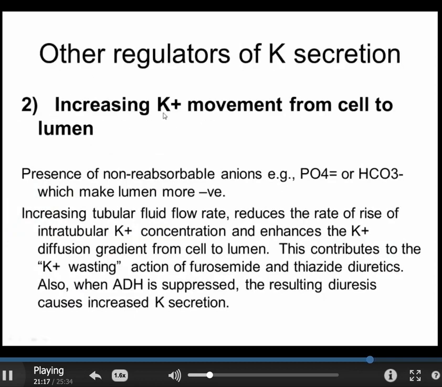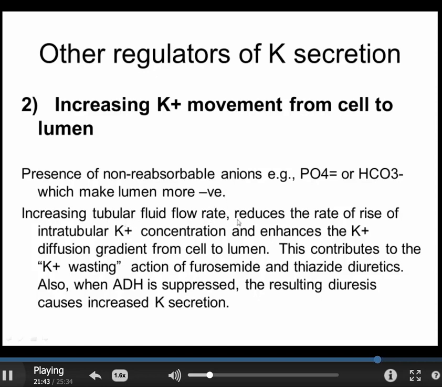There are other ways of increasing potassium secretion by making it easier for potassium to move from the cell into the lumen, and one is the presence of non-reabsorbable anions. Phosphate, sulfate, and sometimes bicarbonate cannot be reabsorbed in the collecting duct, and their presence makes the lumen more negative, which pulls potassium out of the cell.